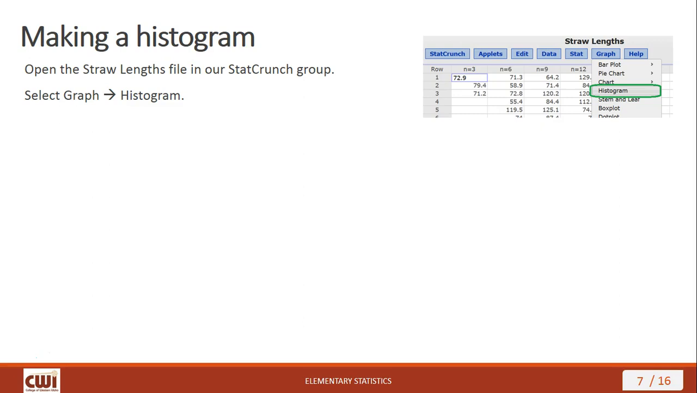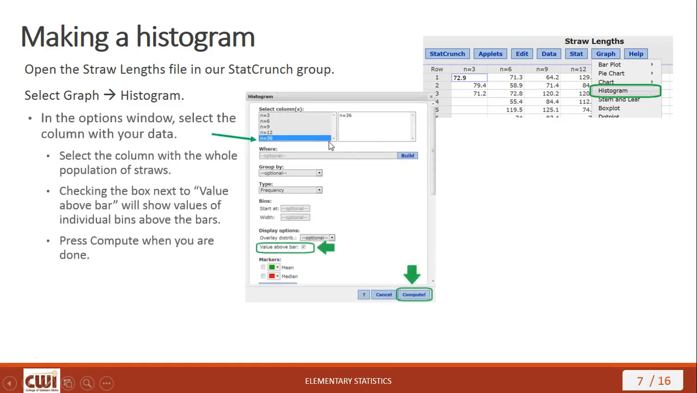So let's go into StatCrunch, and up at the top we're going to select Graph, and then Histogram. When we do that, we get an options window that looks something like this. The first thing we want to do is select a column with our data. We want the data for the whole population, so that's going to be the n equals 36. Most of the rest of the boxes and fields in the options window will suit our purposes just fine, so we'll leave the default values.